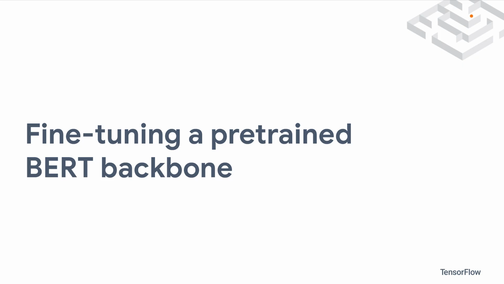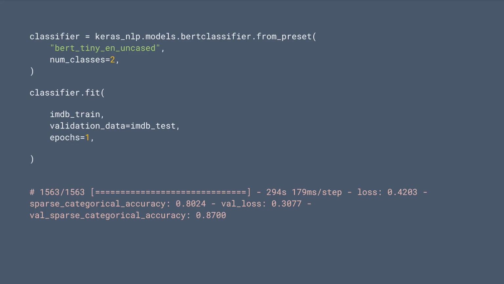If we have the training data, we can improve performance by fine-tuning the model. It's very simple to fine-tune the preset backbone model. We just call fit and pass in the training and test dataset. This time, the validation accuracy has gone up to 0.87, which is pretty good for just one epoch of training.